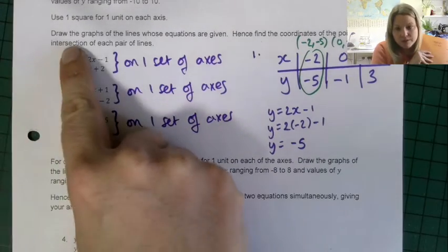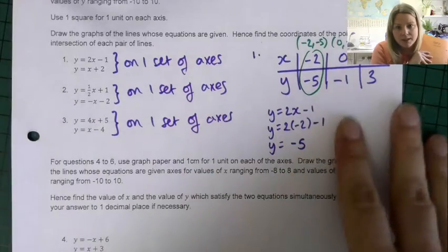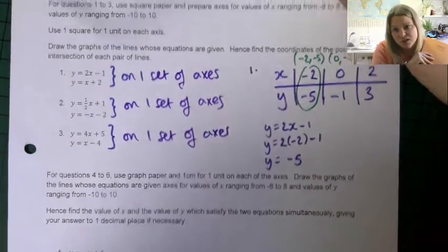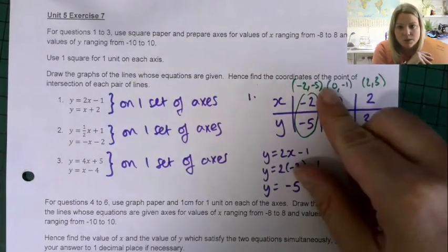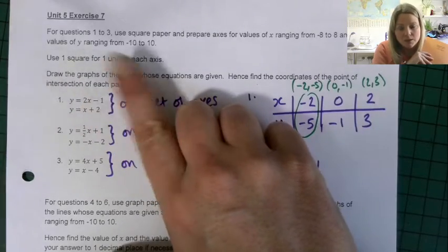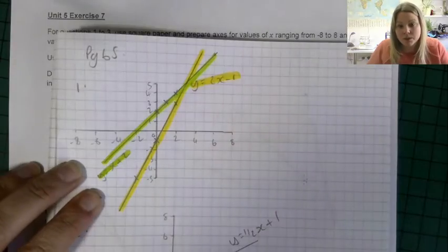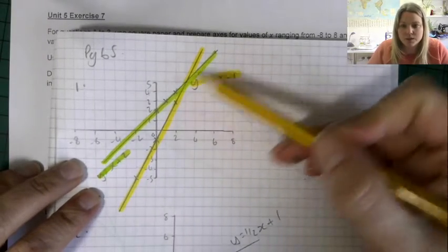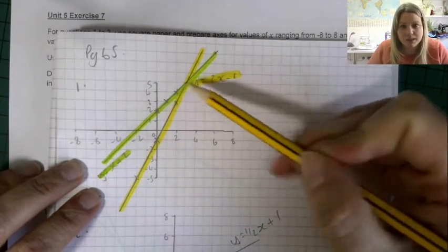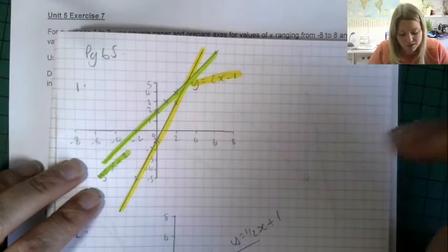But see here for questions 1, 2 and 3, it asked us to draw the graphs and then hence find the coordinates of the point of intersection of each pair of lines. So let's have a wee look at mine here. So here's my question 1. Now I've just coloured these ones in because my labelling wasn't 100% obvious. I haven't done it on the rest of them.